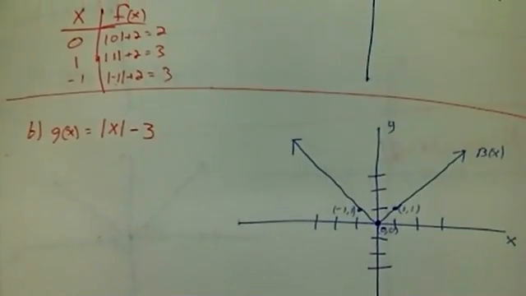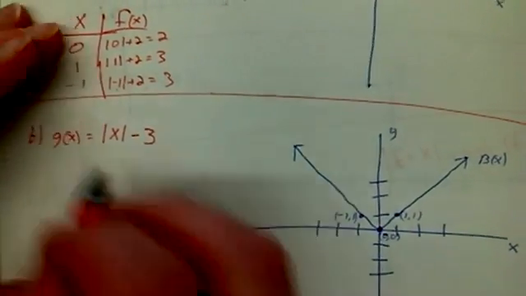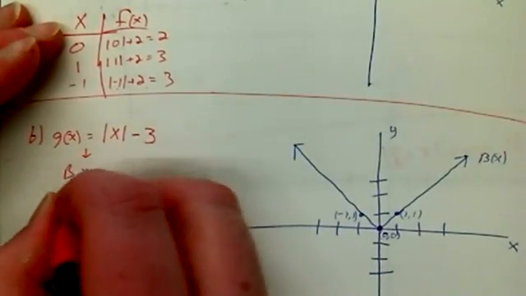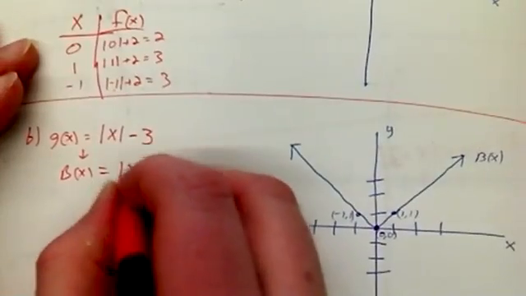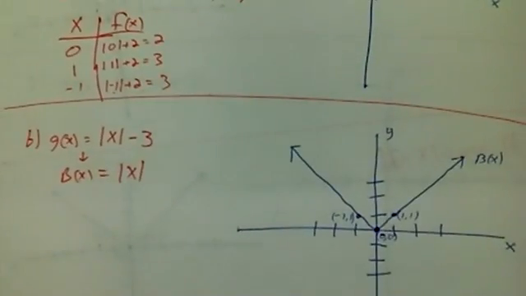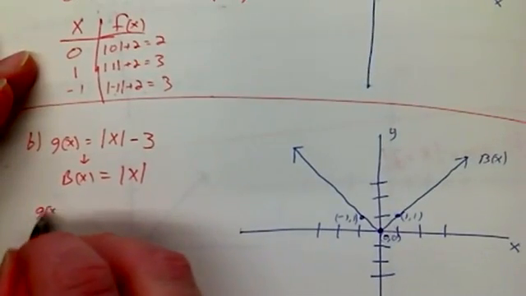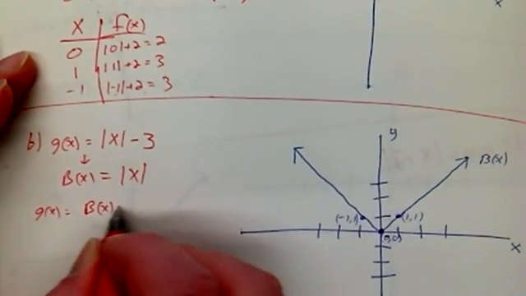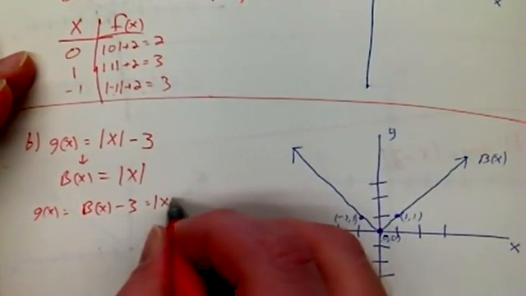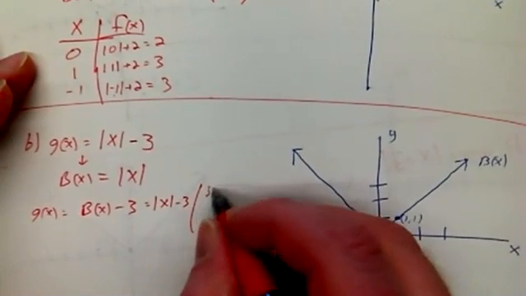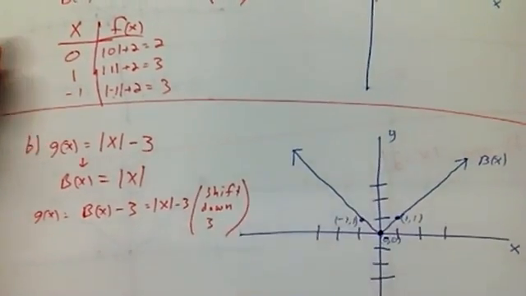Likewise, g of x equals absolute value of x minus 3. I'll track these 3 points. The base function, the thing this reminds me of, is absolute value x. So once again, I went ahead and graphed that. And to get g of x, I'm going to do b of x minus 3. That's going to be absolute value x minus 3 like I want. That's going to be a shift down 3. So I'm just going to take 3 away from each y value.